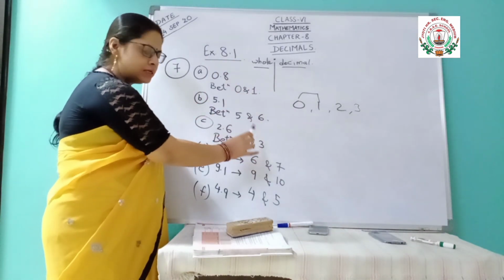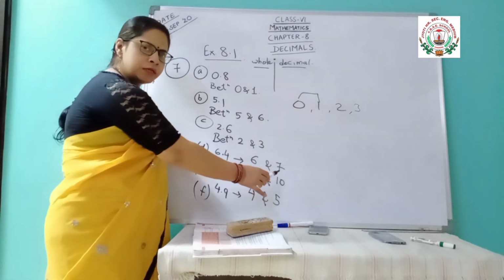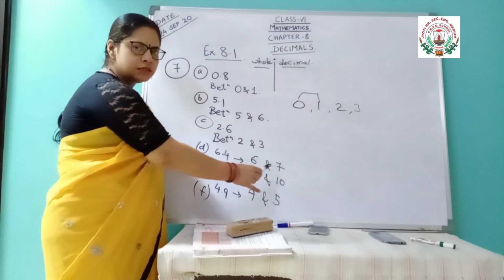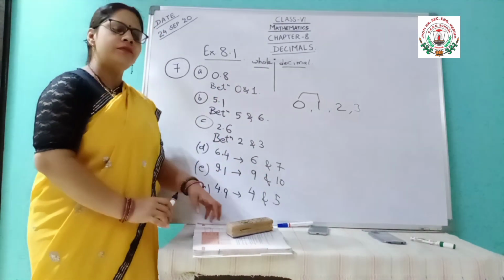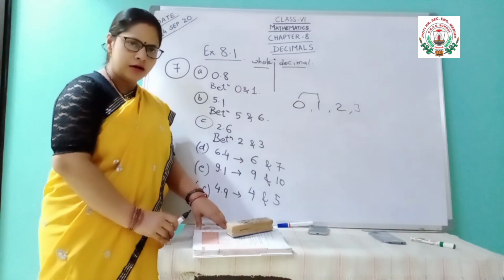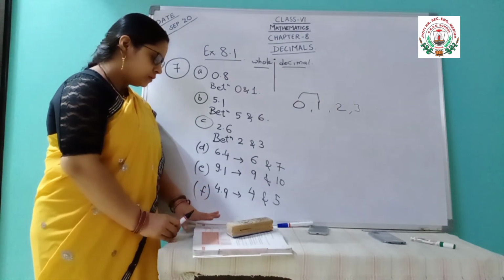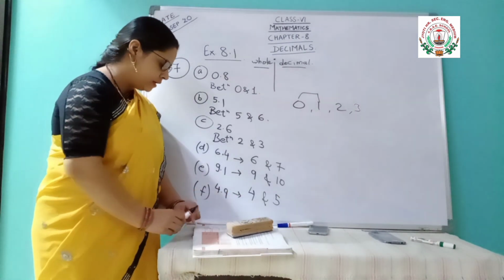2 and the next number is 3. 6 and the next number is 7. 9 and the next number is 10. 4 and the next number is 5. In that way you have to just tell between which two whole numbers this decimal number will lie. Okay. So this question number 7 was very simple and we have completed here.